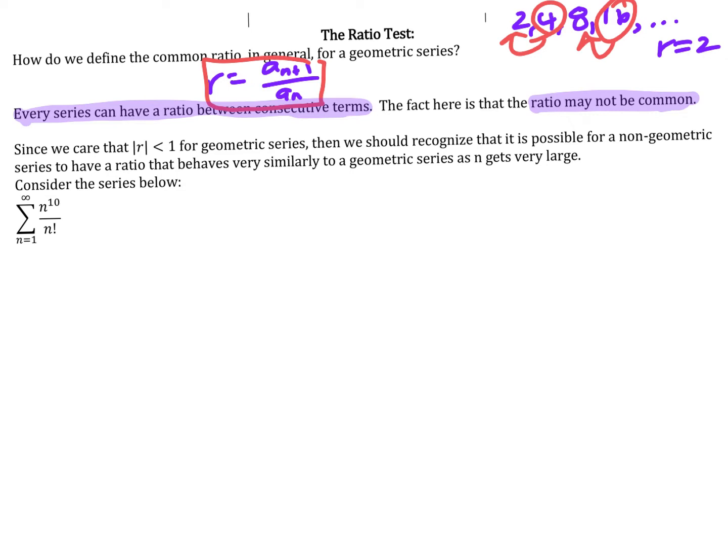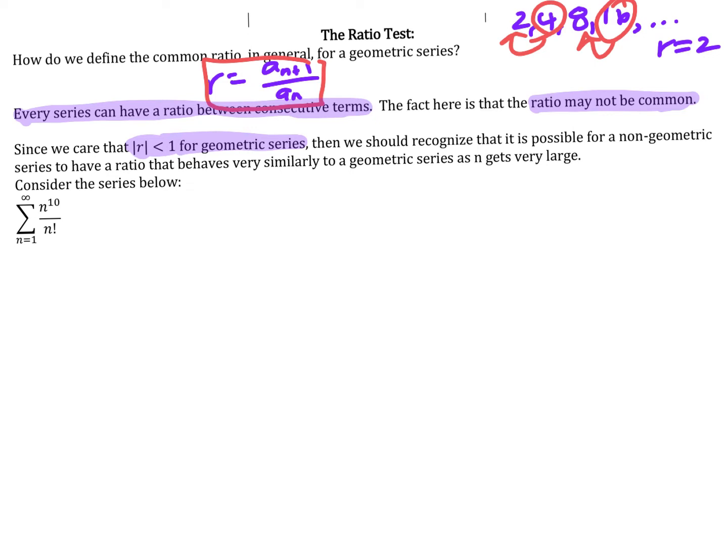So with a geometric series, we care about how the absolute value of our ratio relates to 1. And that gives us a lot of information about convergence or divergence. As long as we can say what r is, and if it's greater than 1 or less than 1, we can conclude either convergence or divergence.